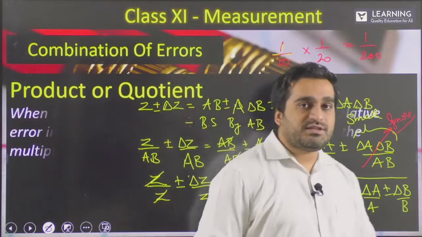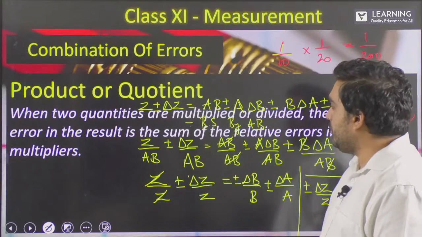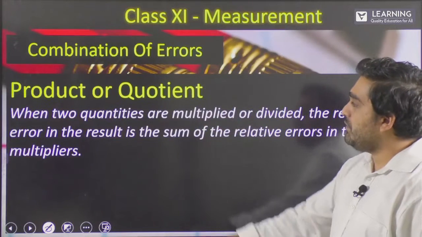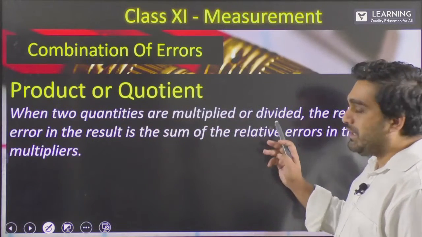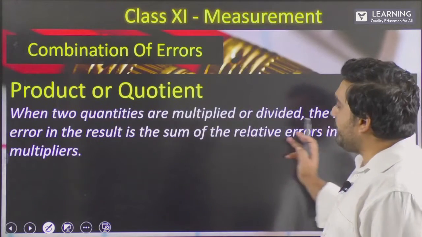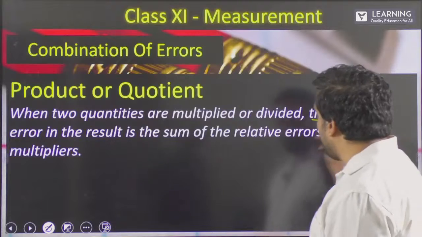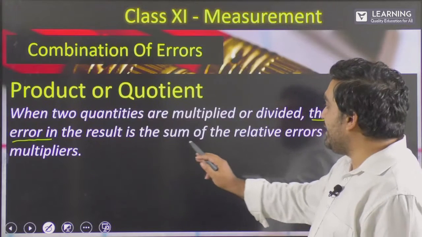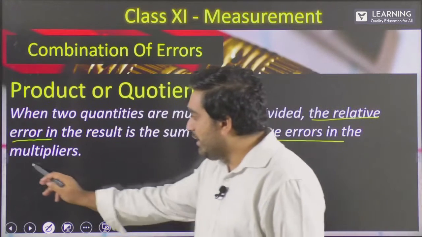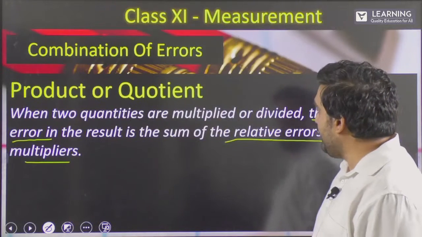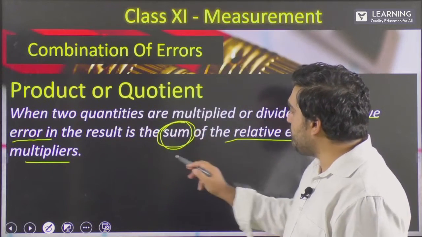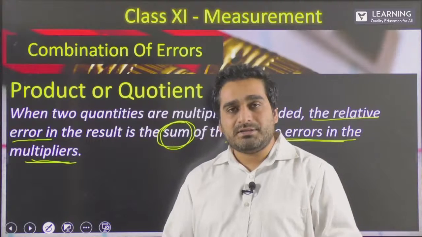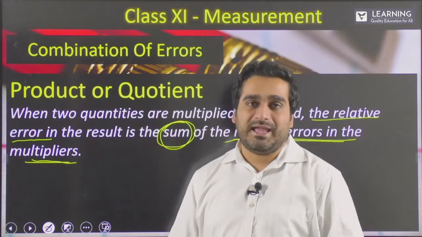So let's make note of this statement. When two quantities are multiplied or divided, the relative error in the result is the sum of the relative errors in the multipliers. It is always the sum of the relative errors in the multipliers, like those individual quantities A and B.